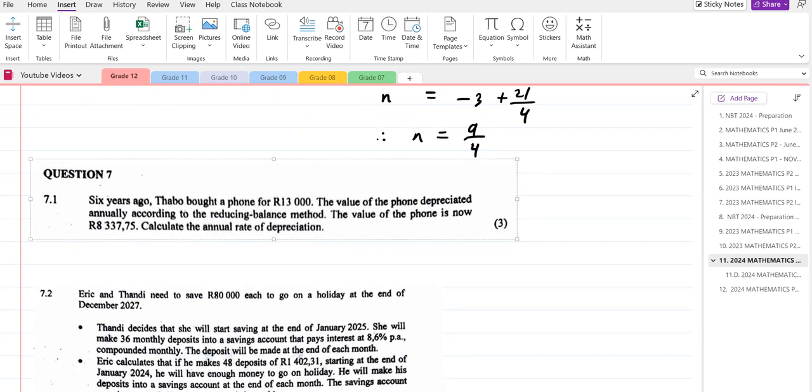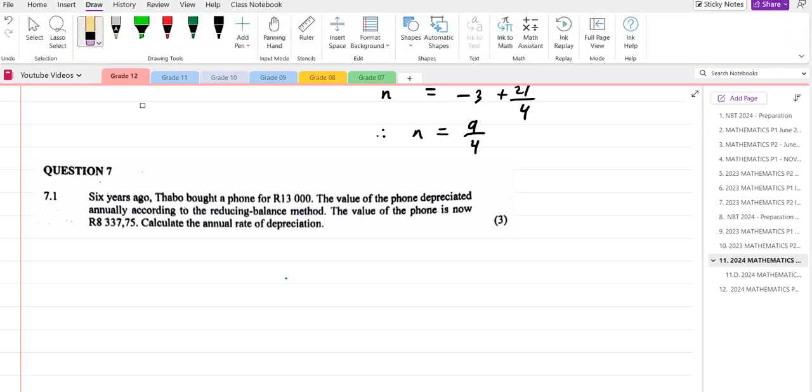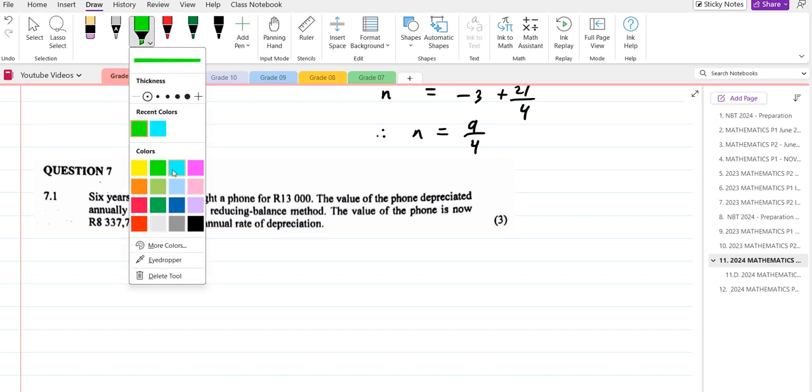Question 7. Right, so 6 years ago, Thabo bought a phone for 13,000 rands. The value of the phone depreciated annually according to the reducing balance method. Right? Reducing balance is the diminishing balance method, so you need to use that compound formula.